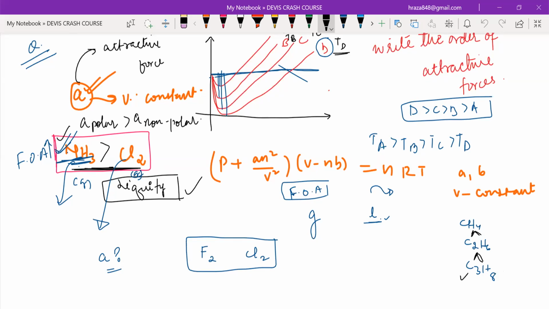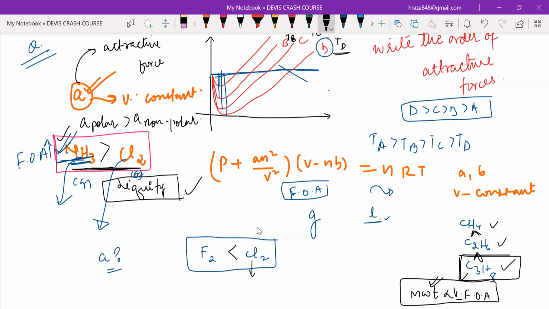Basically, molecular weight is directly proportional to van der Waals force of attraction. That's why if the chain is lengthy, the molecular weight increases and the van der Waals force of attraction increases. That's why it has a higher boiling point than this and this. So in this case, Cl2 has more molecular weight. Got it? Yes.